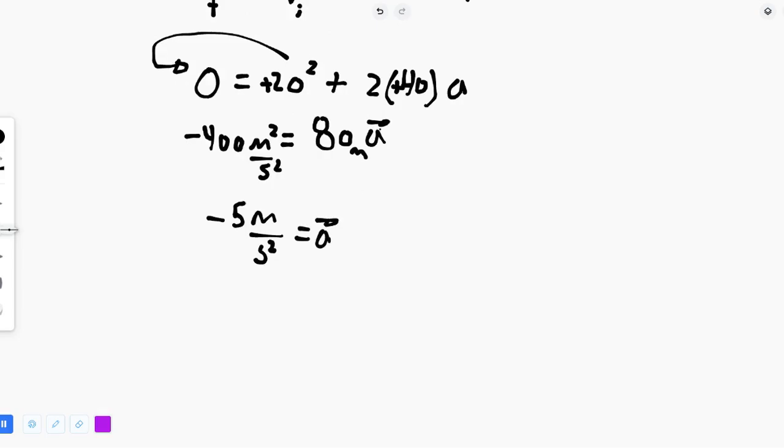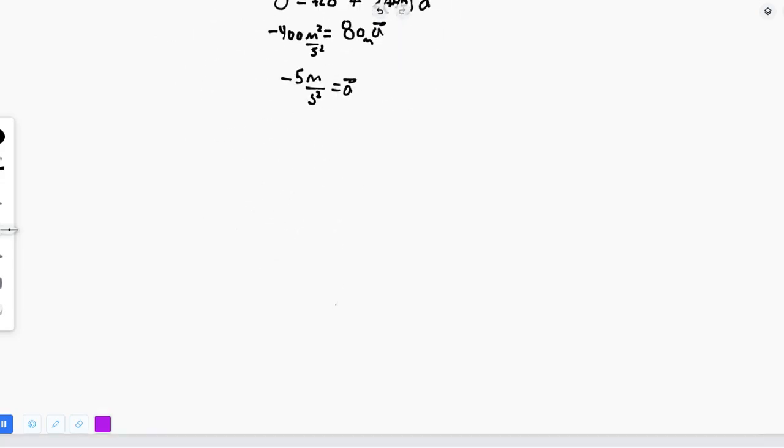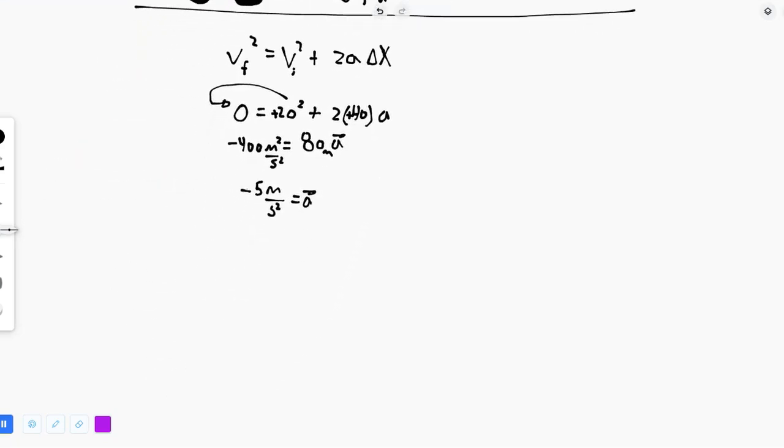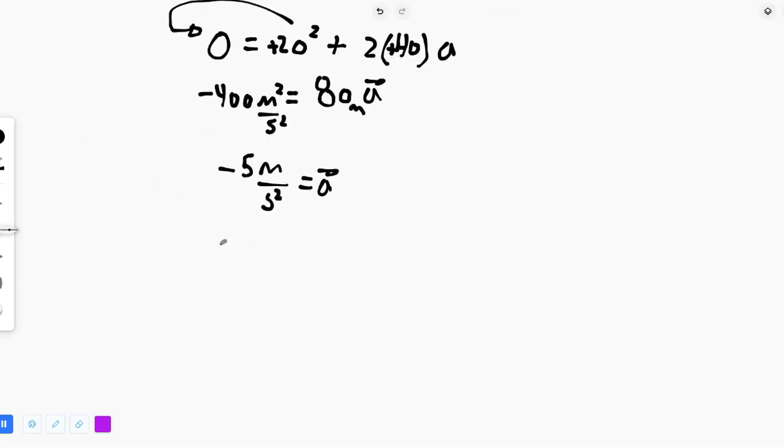And then if we remember from before, we set positive to forward, right? So since this is a negative, that means it's going to be backwards. So acceleration is going to equal 5 meters a second squared backwards. So bracket, and then BCK for backwards.